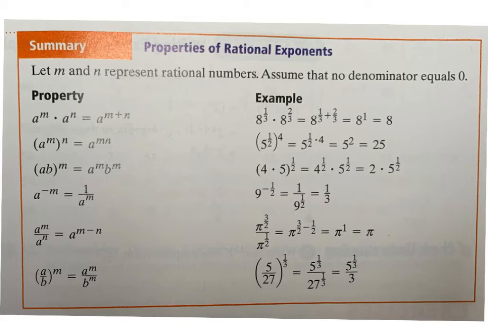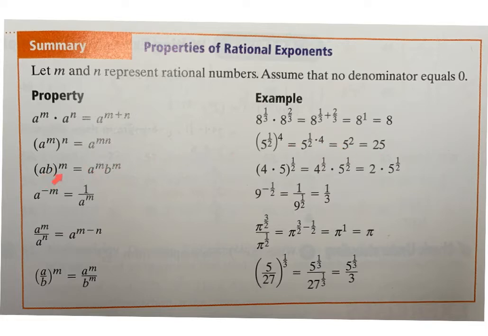So the first one, if you are multiplying like bases, you add the exponents. They give the example, 8 to the 1/3 times 8 to the 2/3 is 8 to the 1/3 plus 2/3. That's 3/3, reduces to 1. 8 to the first power is just 8. All right? If you take a power to a power, you multiply your exponents. They give the example, 5 to the 1/2 to the 4th. That is 5 to the 1/2 times 4. 1/2 times 4 is 2, so that's just 5 squared, or 25.